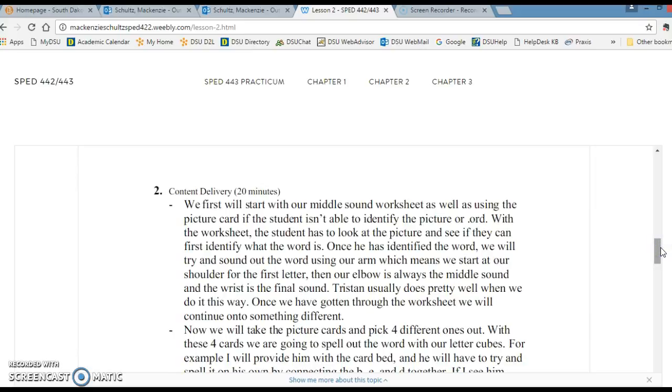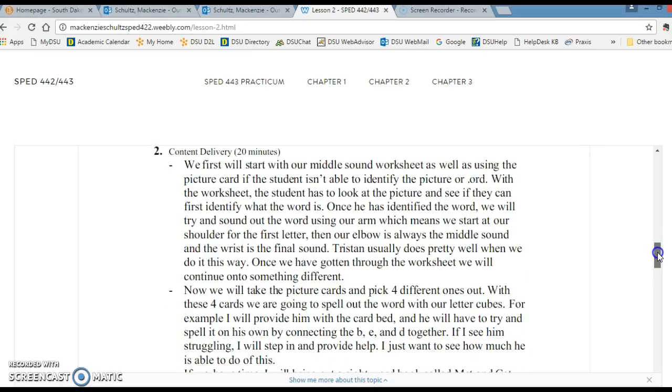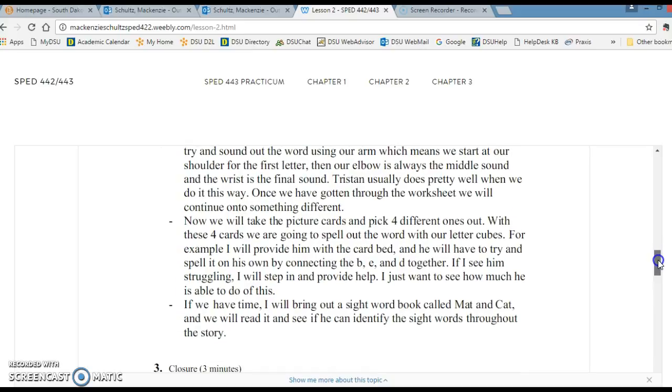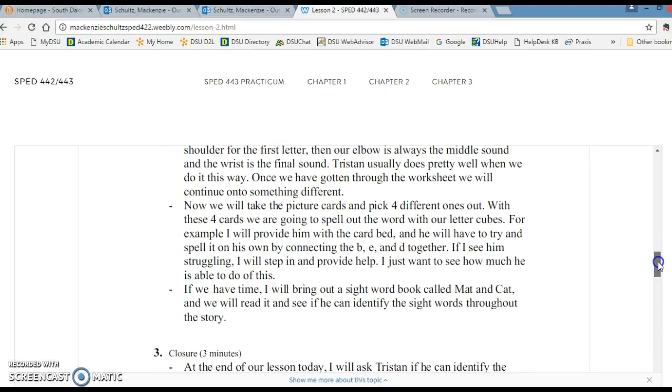So we come down here to the content and we worked on a middle sound page. So with this, I have it in my artifacts for lesson 2, but I'll kind of just show you. It gave the middle sound of the word blank. So then we showed him some pictures. There's a picture on the worksheet and it kind of said, okay, this is what the word is. Can you identify it for me? So we worked on that, and then we wrote it on the board, and I had him pick out 4 different cards out of the pile I had.